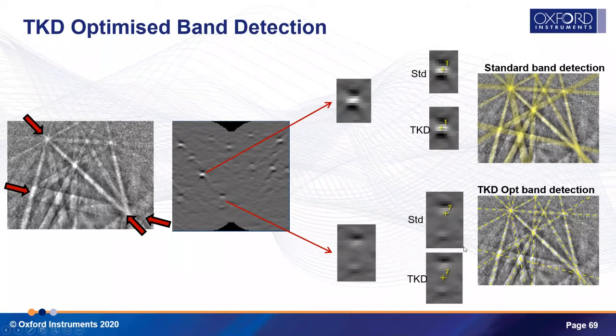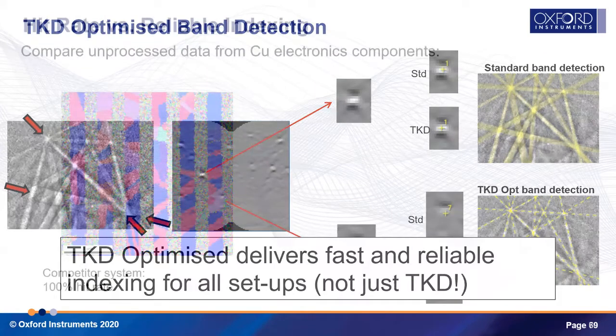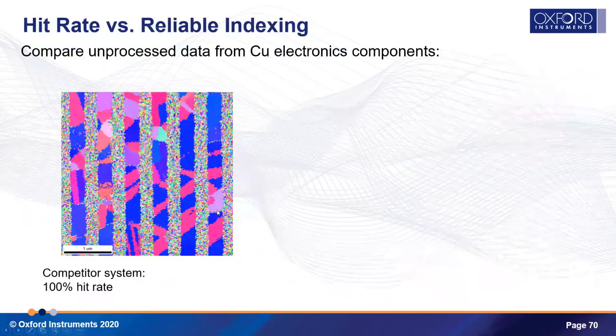This TKD mode is a greatly improved band detection method, and means that when you've got very broad bands, which might happen when you're doing TKD, or when you're working at very low kV, for instance, we showed 5 kV, we can get very good band detection and very good indexing. And as I say here, we can use it for EBSD, not just TKD. We have very reliable indexing.